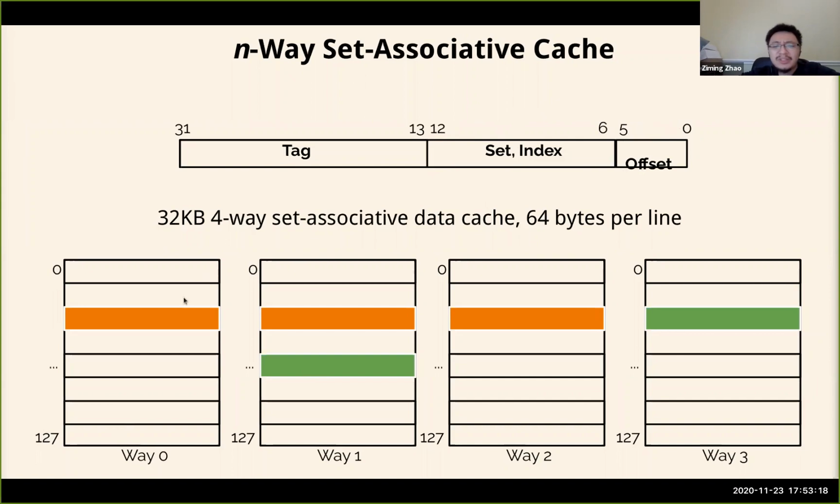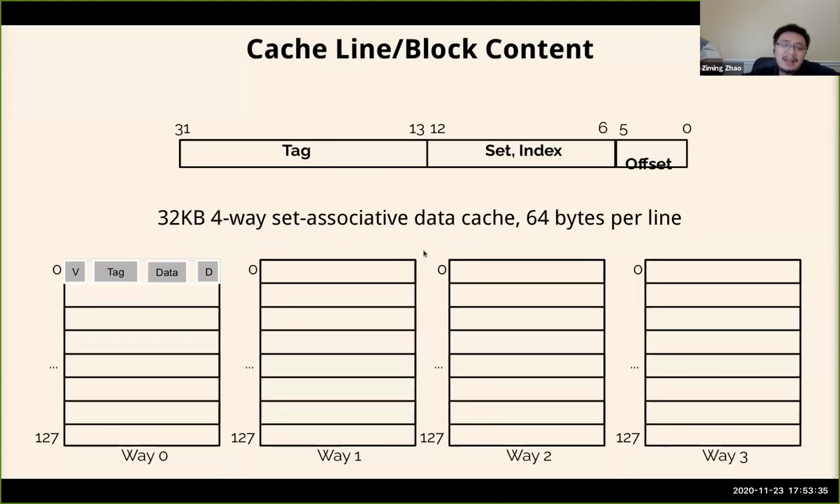But which way they will go into is a different question. It doesn't really matter. It's usually random, depending on which way is available. But you can see, what is actually stored in the cache? Obviously, you have to store the data.